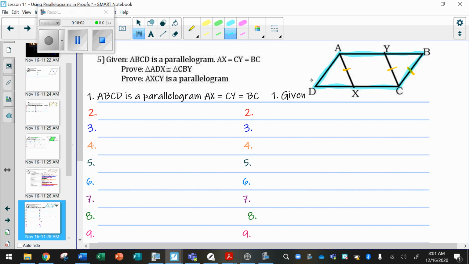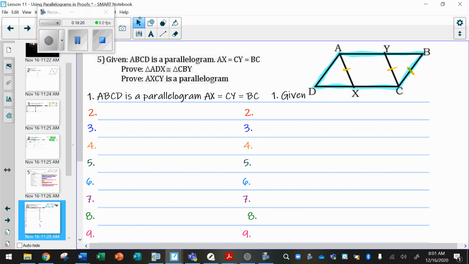And we're supposed to prove 2 things. That's why this proof is going to be so long. 2 things. ADX is congruent to CBY. That's the 2 triangles at each end. And then prove that AXCY in the middle there is also a parallelogram. So I have a parallelogram inside the parallelogram.